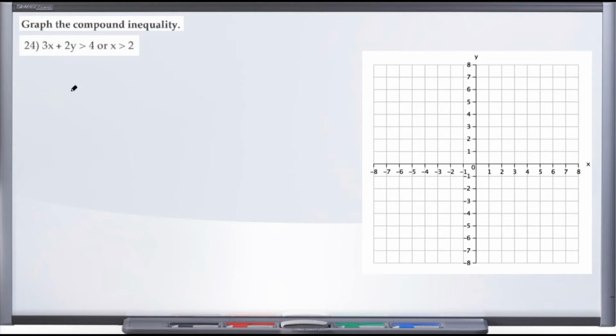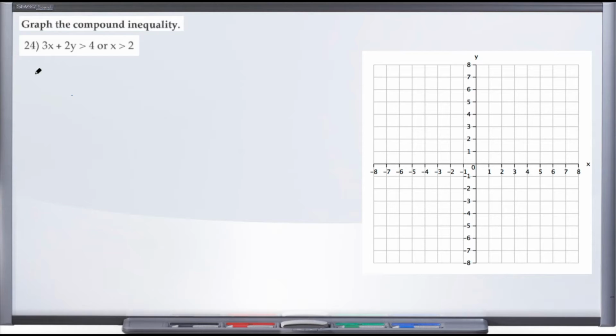All right, so as we look at 24, again, we are dealing with the same directions: graph the compound inequality. We're given 3x plus 2y is greater than 4, or x is greater than 2. And this is the first compound inequality we've been given that has "or" separating the two inequalities. We'll talk about that a little bit more towards the end. But first, let's go ahead and graph each of these inequalities on our grid.